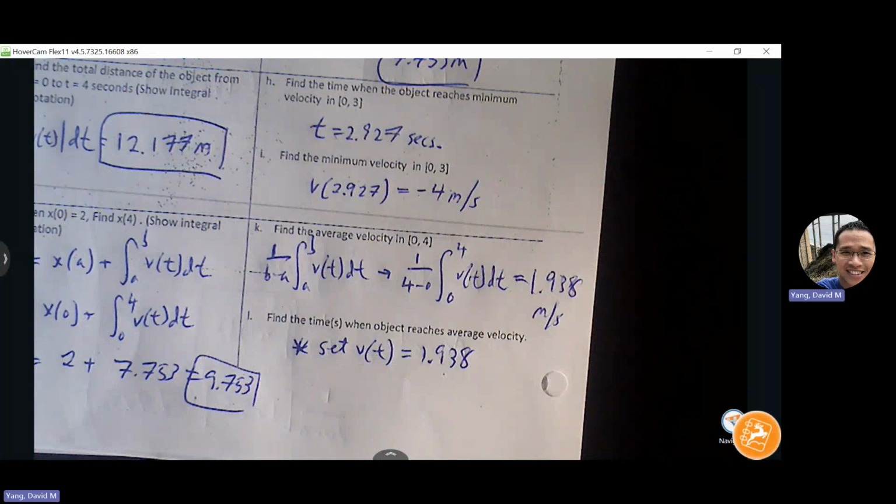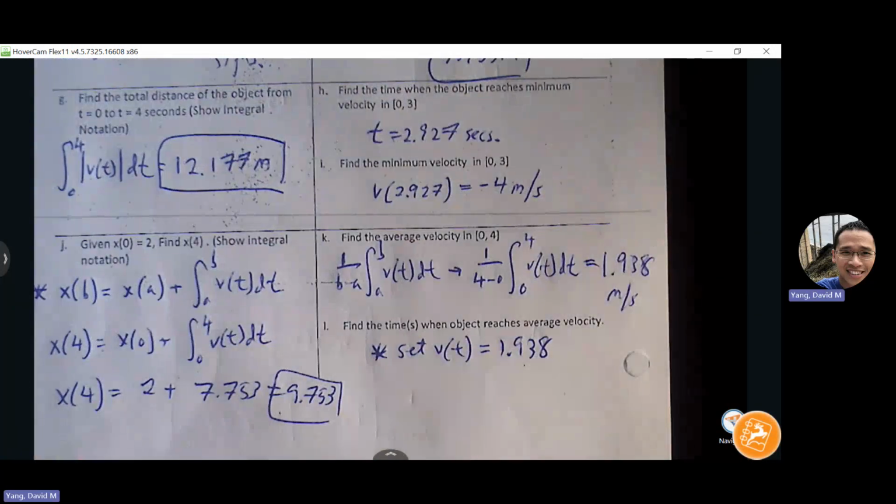Okay, so there's two options, but I'm going to tell you that for me, the second option is going to work a little better. One thing you can do is graph your velocity function. You can graph 1.938, and then simply look for those intersections with your calculator.